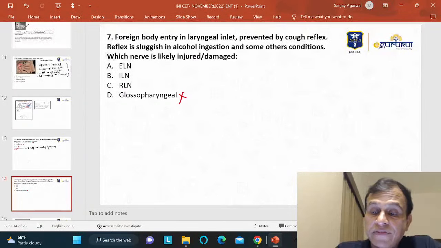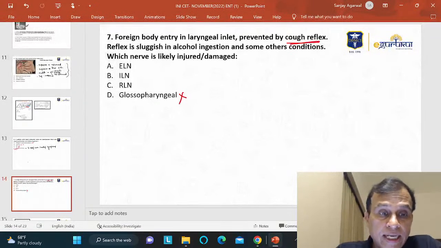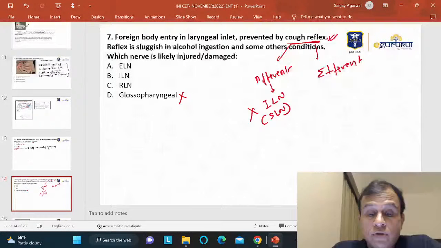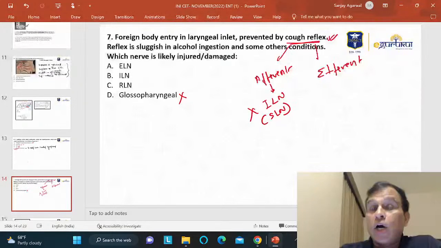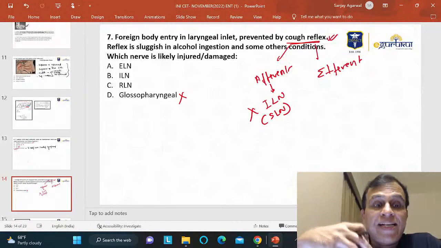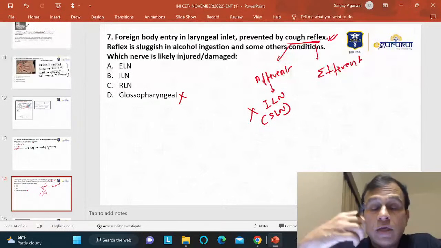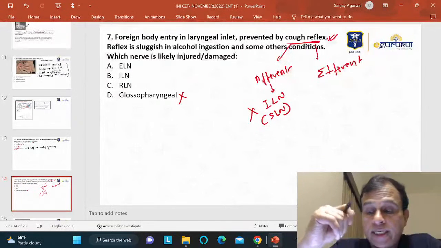Now the cough reflex is a reflex, and like any other reflex, this will have an afferent nerve and an efferent. The foreign body has got into the laryngeal inlet because of aspiration. If I ask what is the main function of the larynx, the main function of the larynx is the prevention of aspiration, right? So how does it prevent aspiration? The moment you swallow something, the larynx will sense that something is coming into the larynx, so it has to prevent that by closing the larynx.